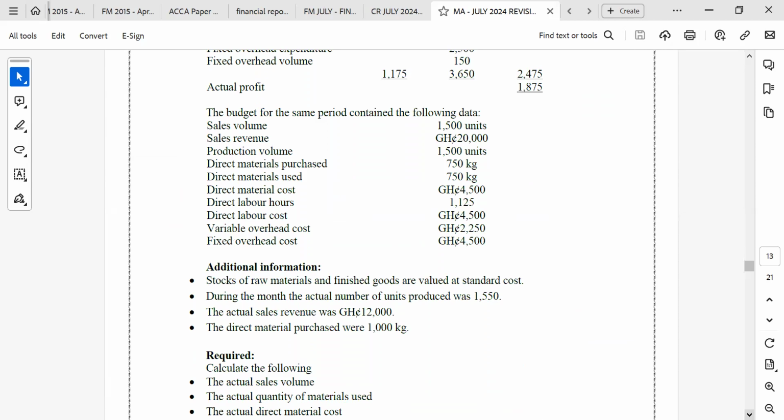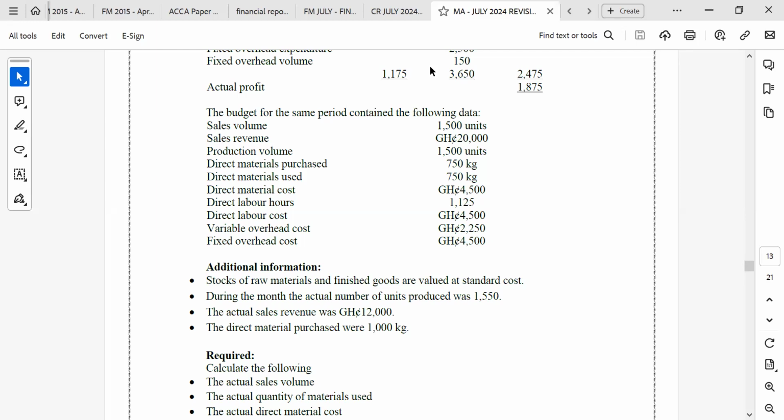The budgets for the same period contained the following data: sales volume 1,500 units, sales revenue 20,000 Ghana cedis, production volume 1,500 units, direct materials purchased 750 kg, direct material used 750 kg, direct material cost 4,500, direct labor hours 1,125, direct labor cost 4,500 cedis, variable overhead cost 2,250, fixed overhead cost 4,500.